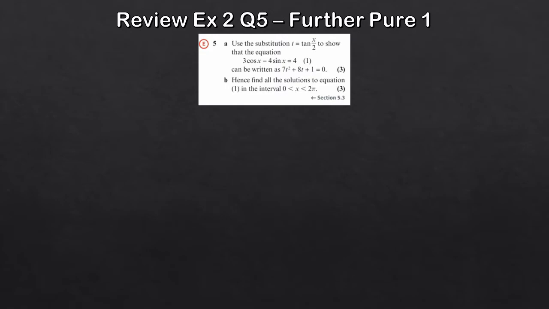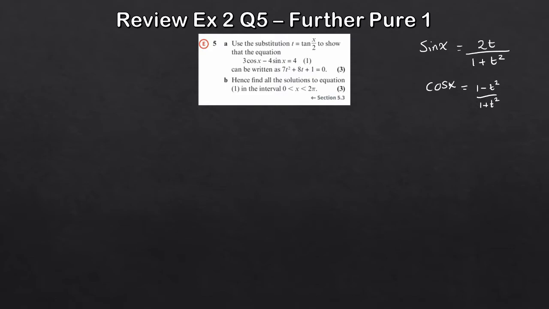You can learn how to derive them, but in terms of saving time in the exams, time is always tight anyway in these exams. Just memorise your expressions. So sine x, we can write that as 2t over 1 plus t squared. And cos x we can write as 1 minus t squared over 1 plus t squared. Okay, and that's all we need for this question. It's only in terms of sine and cos.